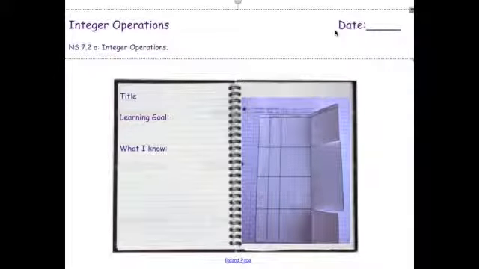Today's lesson is about integer operations, and integer operations cover adding, subtracting, multiplying, and dividing, which are our operations, of integers, which are positive and negative numbers. So there's two kinds of definitions that would go with integer operations.